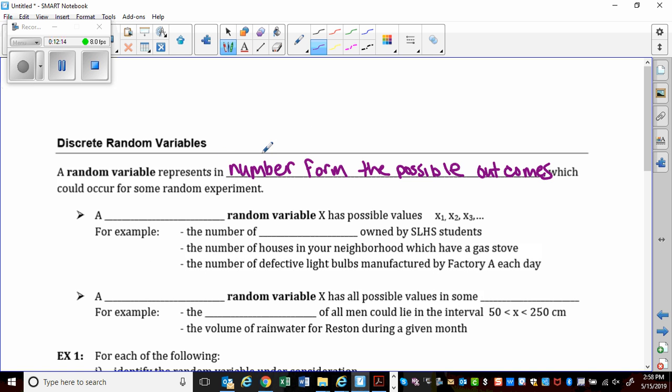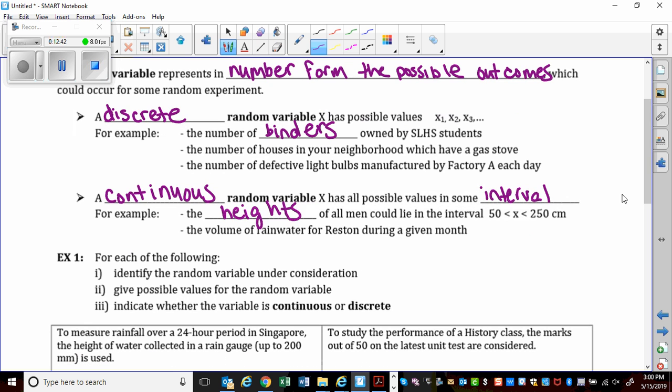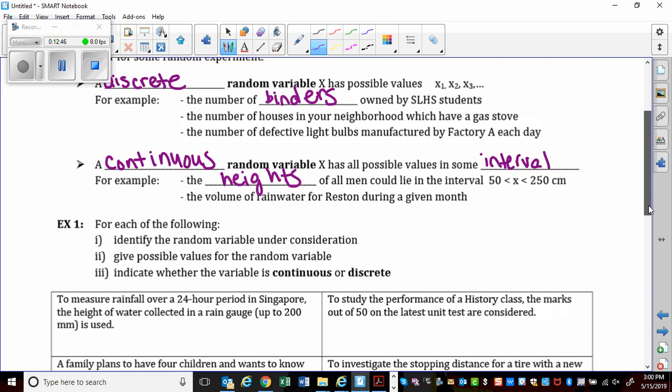A discrete random variable X has these possible values. For example, the number of binders owned by students, or the number of houses in your neighborhood that might have a gas stove. A continuous random variable X has all possible values in some interval, like heights of all men could lie between these centimeters. I don't know why they use centimeters, probably inches for us. The volume of rainwater for Reston during a given month will have this range.